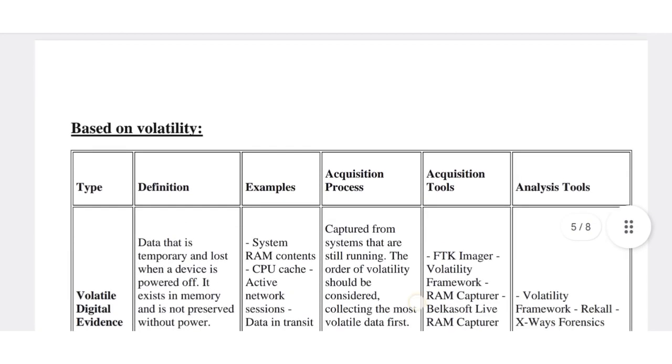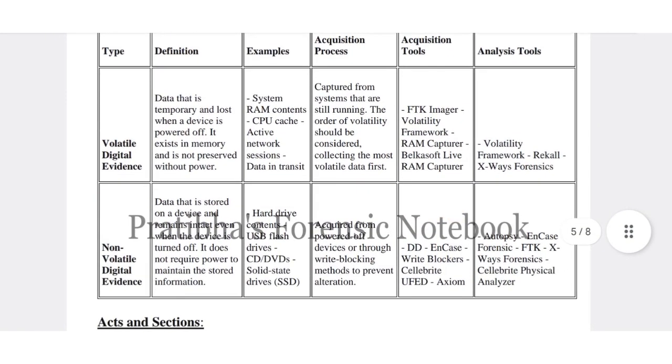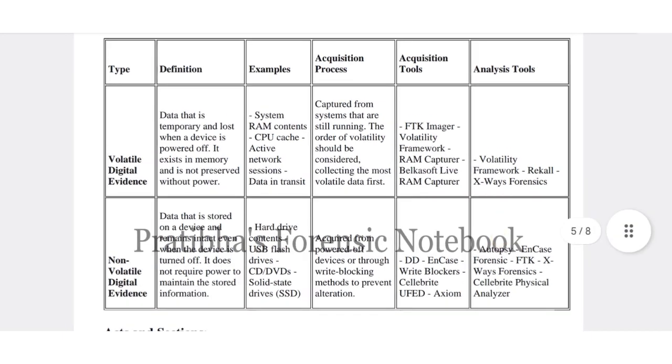Based on volatility, digital evidence is divided into two parts: volatile digital evidence and non-volatile digital evidence. Volatile digital evidence means the data is temporary and lost when our device is powered off. If you shut down your computer system, you will lose the memory, for example RAM. Acquisition tools for volatile digital evidence are FTK Imager, Volatility Framework, RAM Capturer, and Belkasoft Live RAM Capturer. Analysis tools are Volatility Framework and Magnet Axiom.